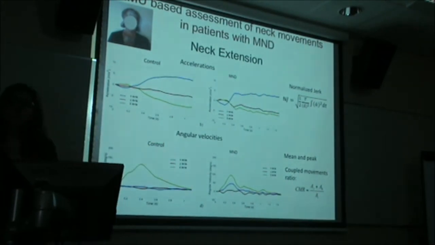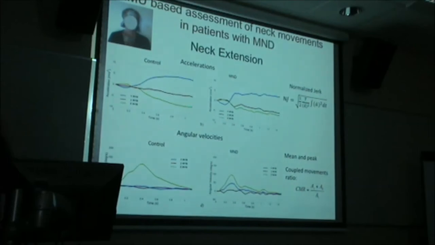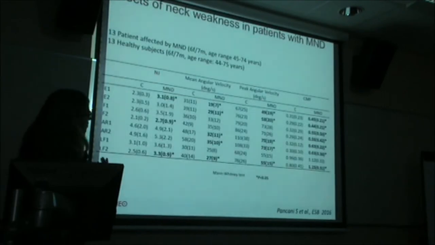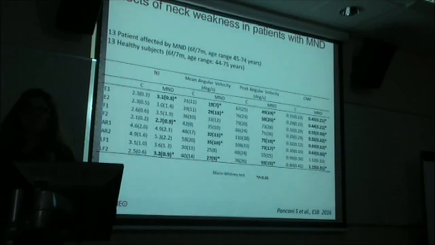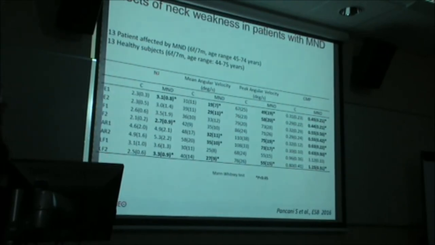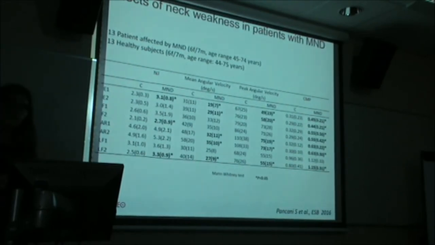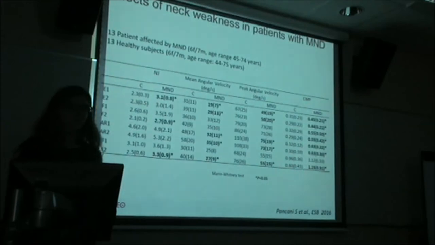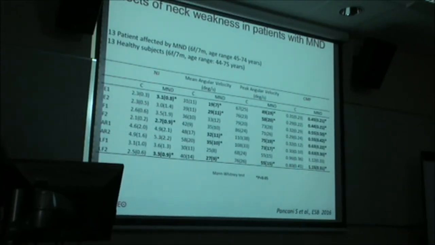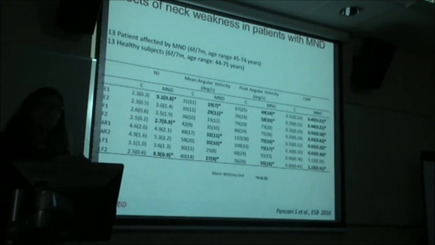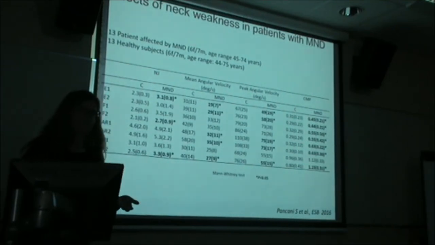So basically, it's a way to try to say, are you just using one direction, or are you mixing the three of them? So we have tried to use these parameters, and we saw that these are very good, especially the last one, at discriminating between age match control and patients with NMD. So this is our way to start thinking about how we can use these measurements to try to see the effect of the intervention.